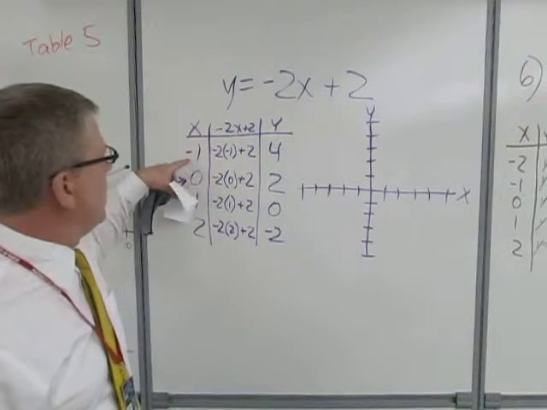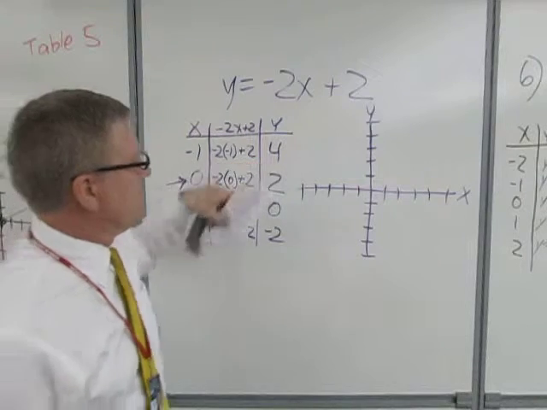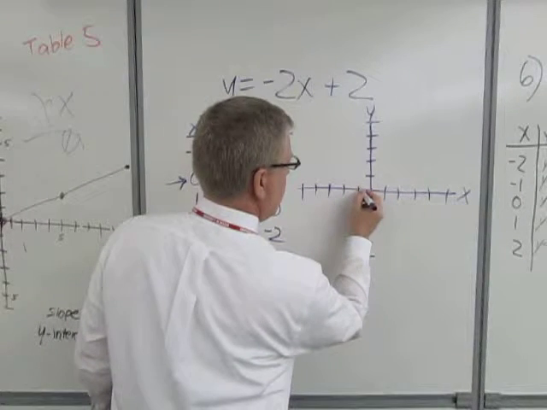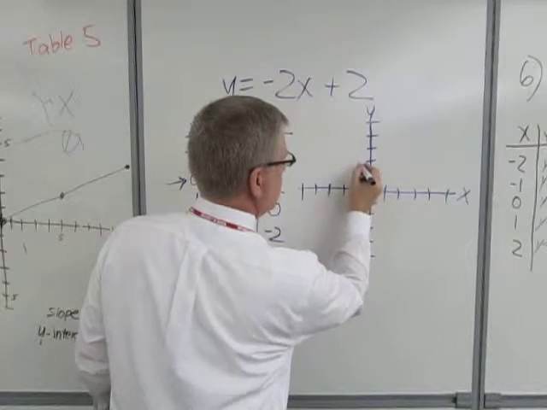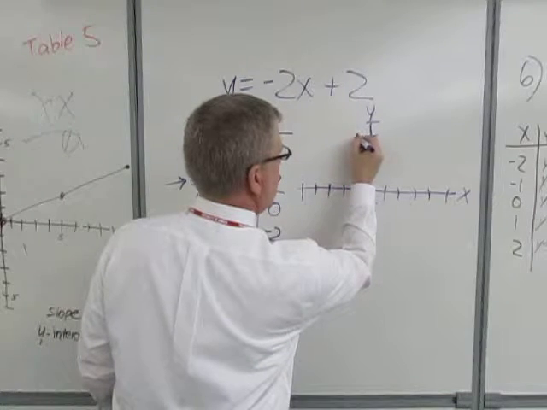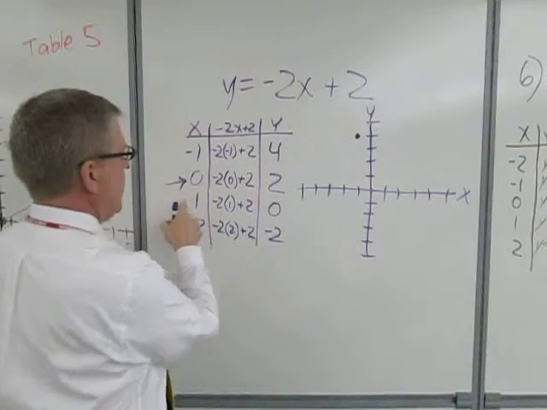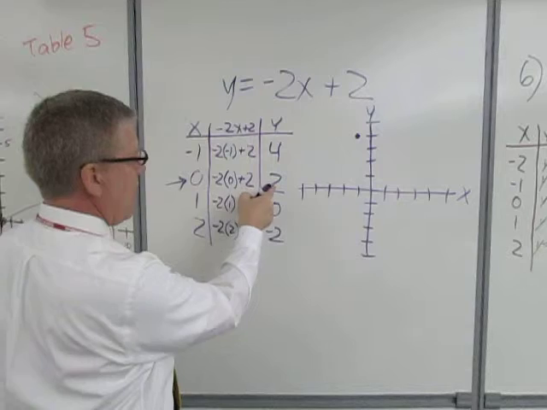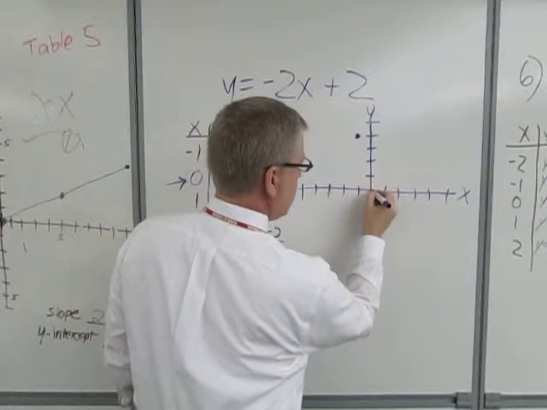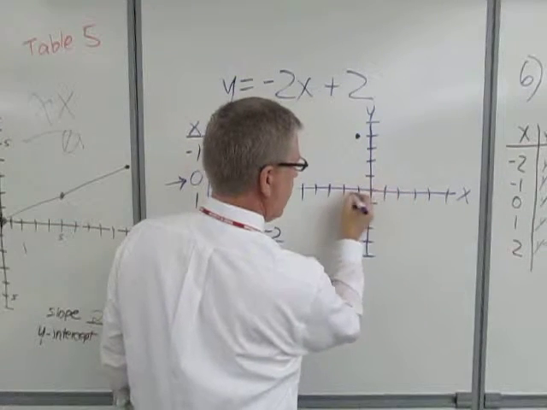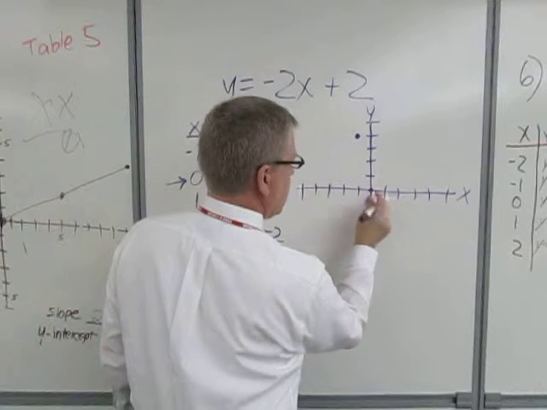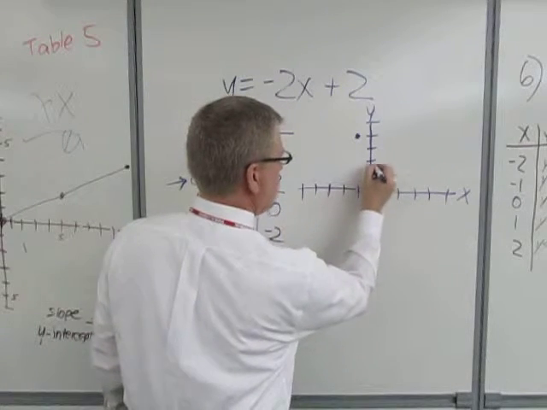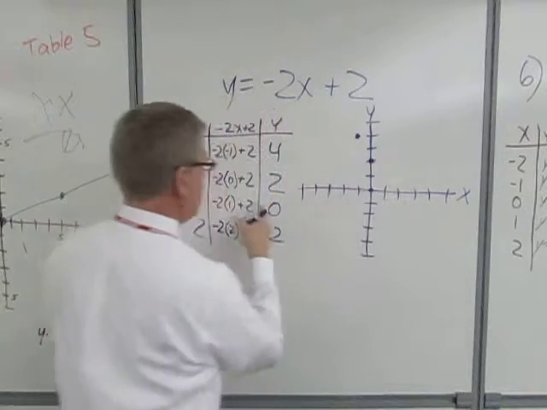Let's graph the first point. X equals negative 1, y equals 4. X equals negative 1 right here. Y equals 1, 2, 3, 4. Alright, there's our first point. Next point, x equals 0, y equals 2. So x equals 0 is right here. It's not over this way or this way. It's right in the middle, at our origin. So when x equals 0, y equals 2. See? There was our y-intercept.